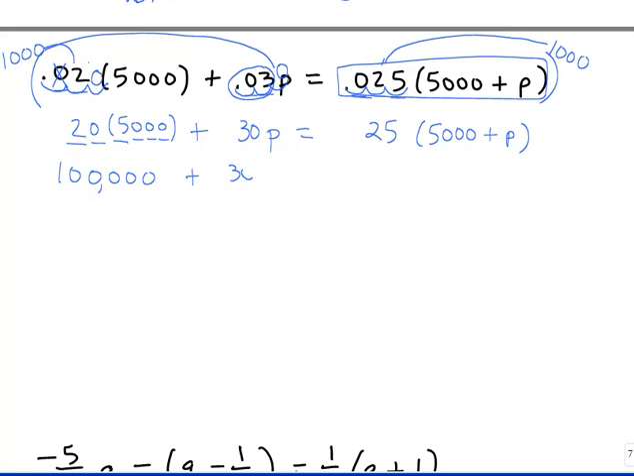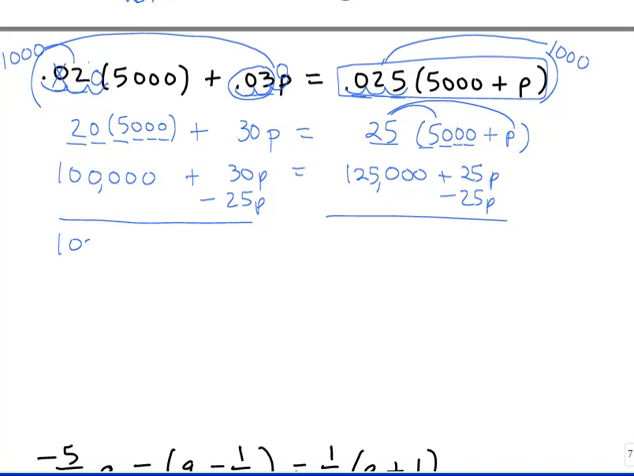Okay, now we go to our 30p. Going on to the right side, 25 times 5 is 125, and then I have 1, 2, 3 more zeros. So we get 125,000. And then 25 times p is 25p. So no more decimals, no more parentheses, there's no like terms, so we're ready to get our p terms together. So I'm going to subtract 25p to the left side. That's going to leave me with this 100,000 plus 5p equals 125,000.